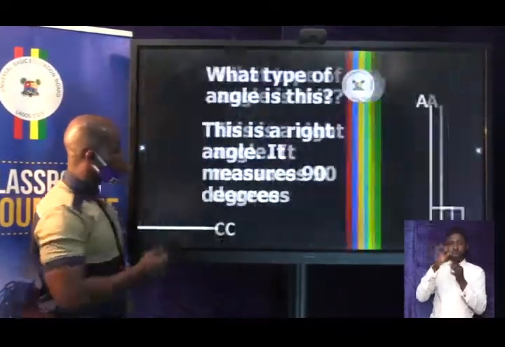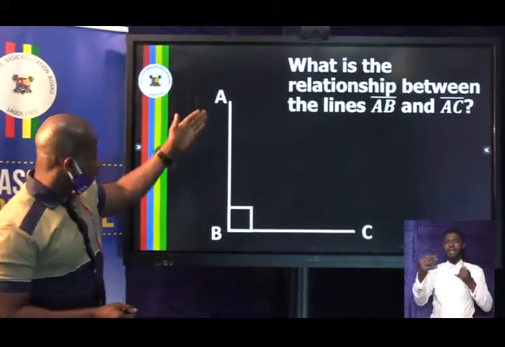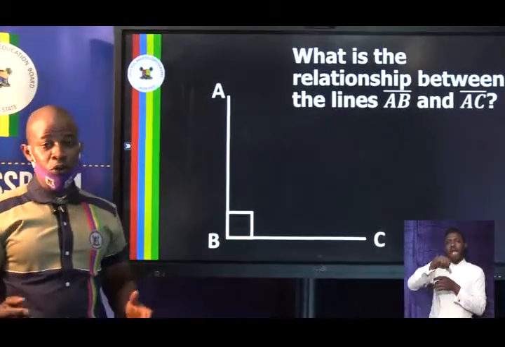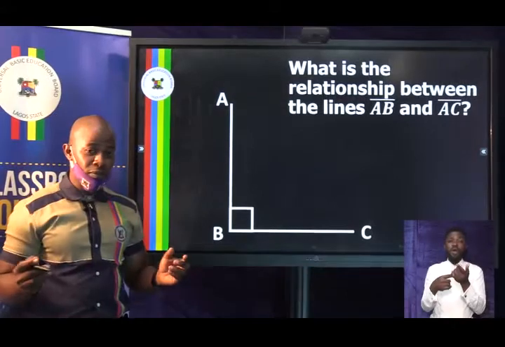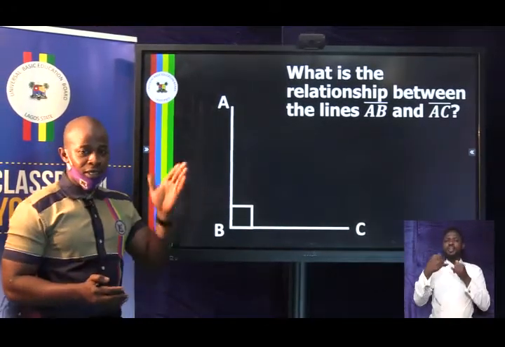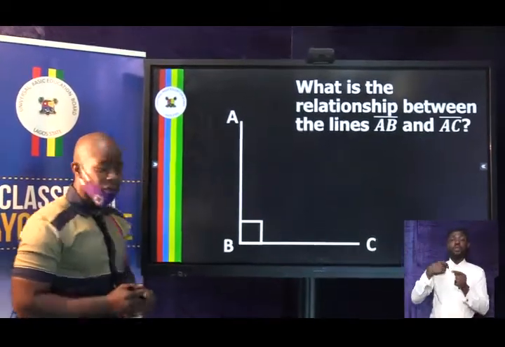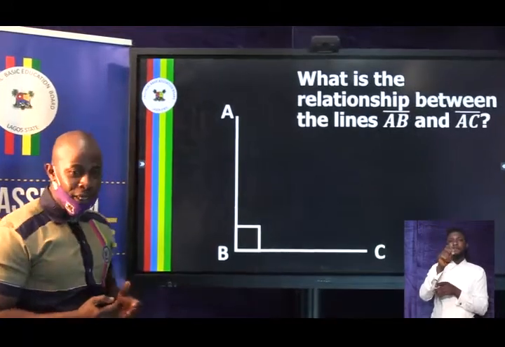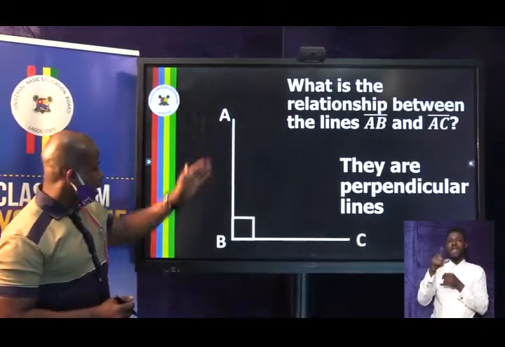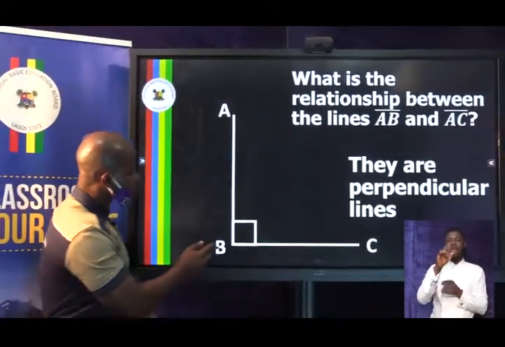Now, I want you to study this other diagram. What is the relationship between the lines AB and line AC when you have a right angle in between them? We did that in the last lesson. Do you remember? What do we call lines that meet at right angles? We call them perpendicular lines. They are perpendicular lines. AB is perpendicular to BC.